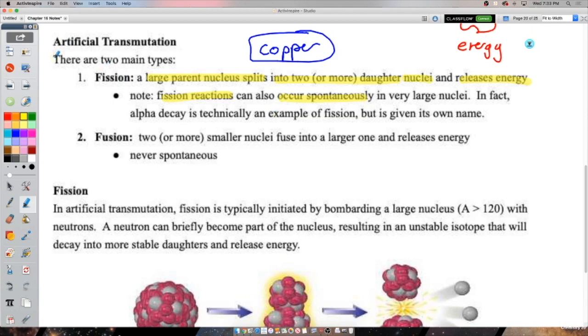Now, the other one that is always artificial, it will never happen on its own. You'll see why when we actually talk about it, is fusion, right? If you fuse things, you bring them together.